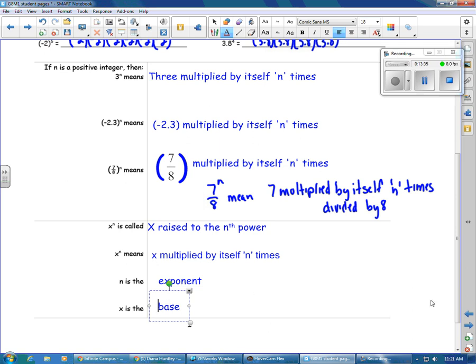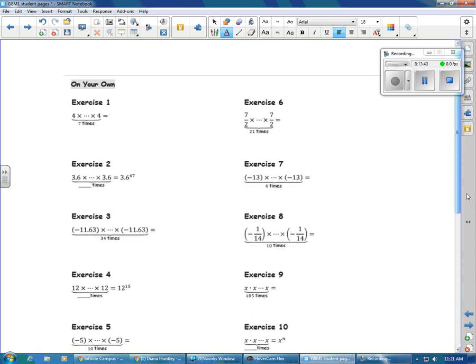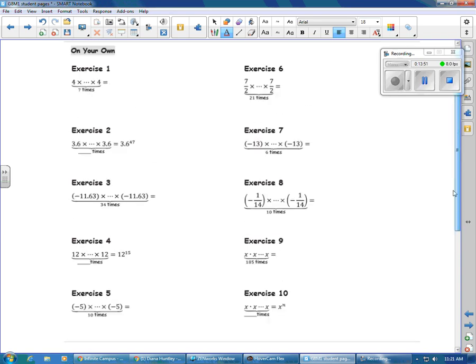Looking at the exponential notation, for these on your own exercises, why don't you go ahead and pause the video, see if you can tackle 1 through 5 on this left side and then come back and check your work, because I see we're getting kind of tight on time already. So do 1 through 5 right now, pause the video, and then come back and check your work.